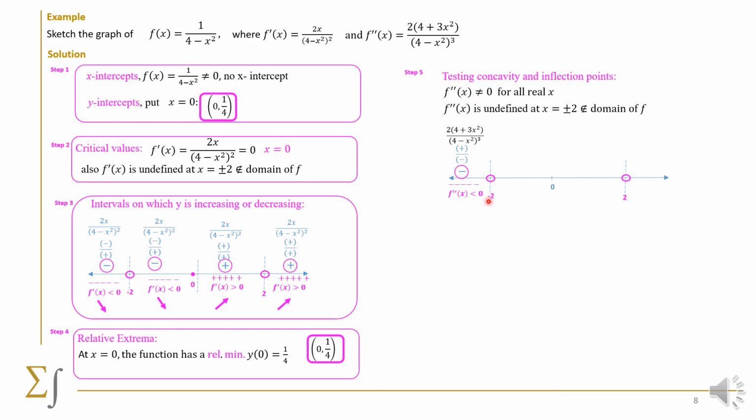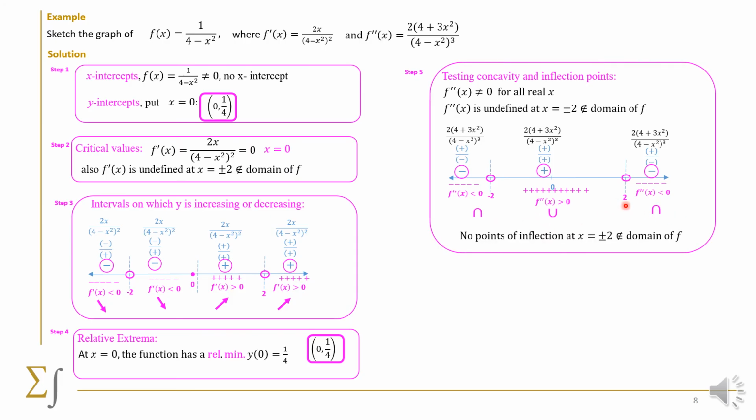Now we move to the interval from minus 2 to 2 and we take any test value. We test the sign of the second derivative. We find it to be positive, meaning that the second derivative is greater than 0 on this interval between minus 2 and 2. So the function is concave up on this interval. On the interval 2 to infinity, we test the sign. We get a minus sign for the second derivative, telling us that the function is concave downwards on this interval. And here we go.